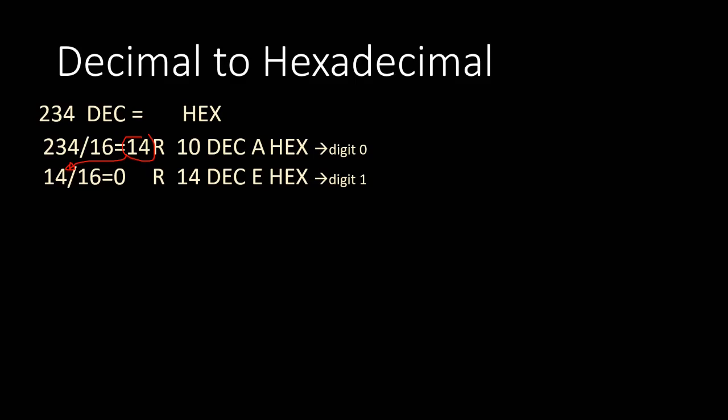Now we divide 14 by 16, and this is 0 with a remainder of 14. 14 decimal equals E hexadecimal, and this is digit 1. Now as we reach 0, this is the end of this operation. So now we take these numbers, which are A and E, and map them into digit 0 and digit 1 in hexadecimal. So 234 decimal equals EA hexadecimal.